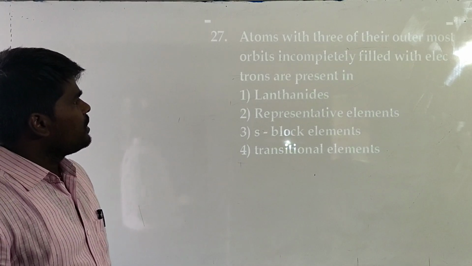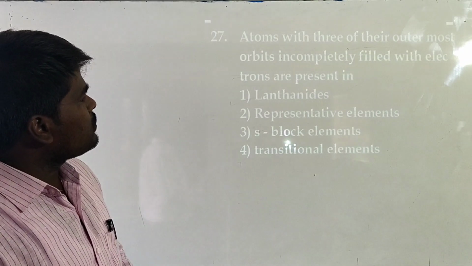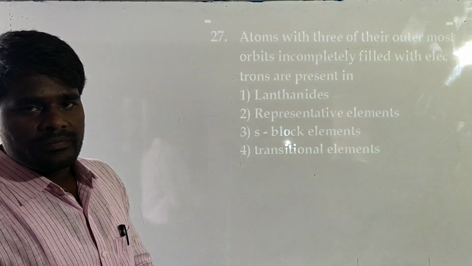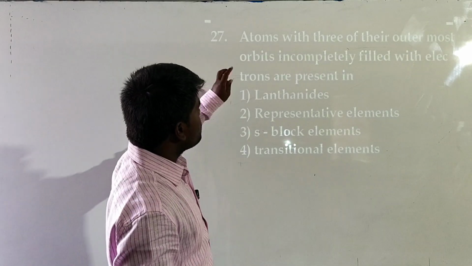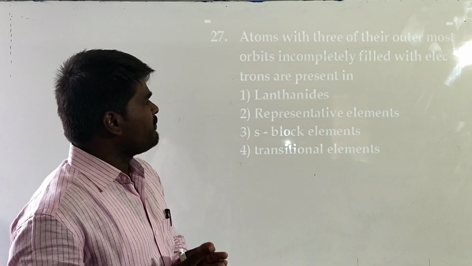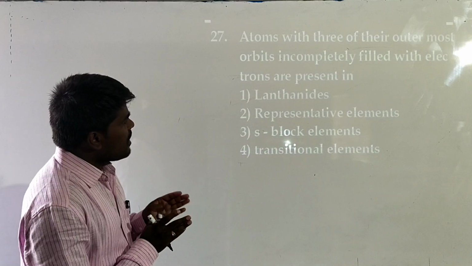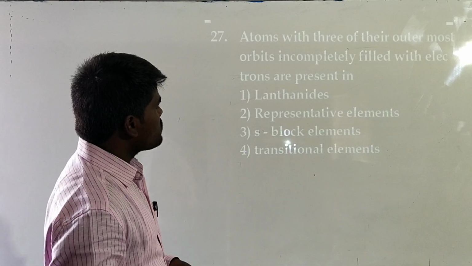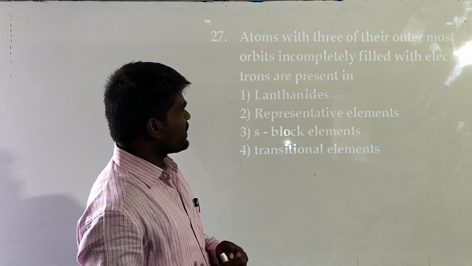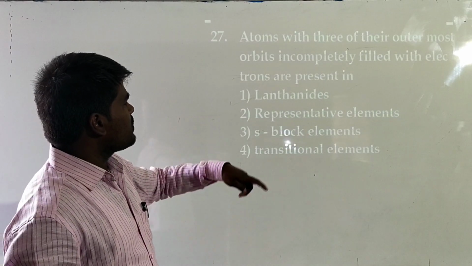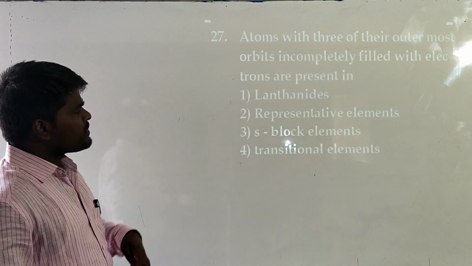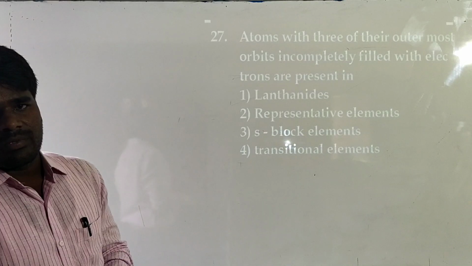Now it comes to our next question. Elements with three of their outermost shells incompletely filled, the electrons are present in. Sorry, here it has to be elements, not electrons, just make a correction in the question. Where will it be present? Either in lanthanides, representative elements, s-block elements or transition elements.